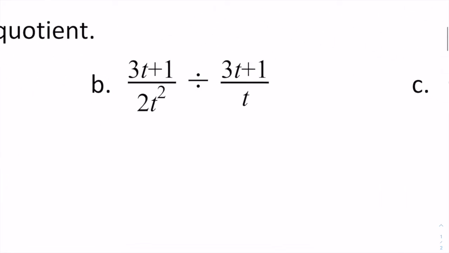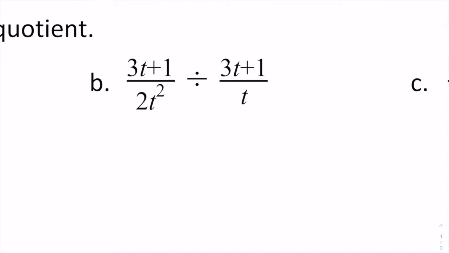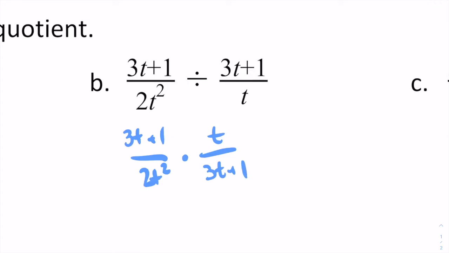Alright, next one as well. So since I'm dividing, you keep, change, and flip. Alright, so now let's see if we can cross simplify anything. I think these can simplify. One of these t's can simplify to just 1. This just becomes 1. If I multiply straight across, I'm just left with 1 over 2t.